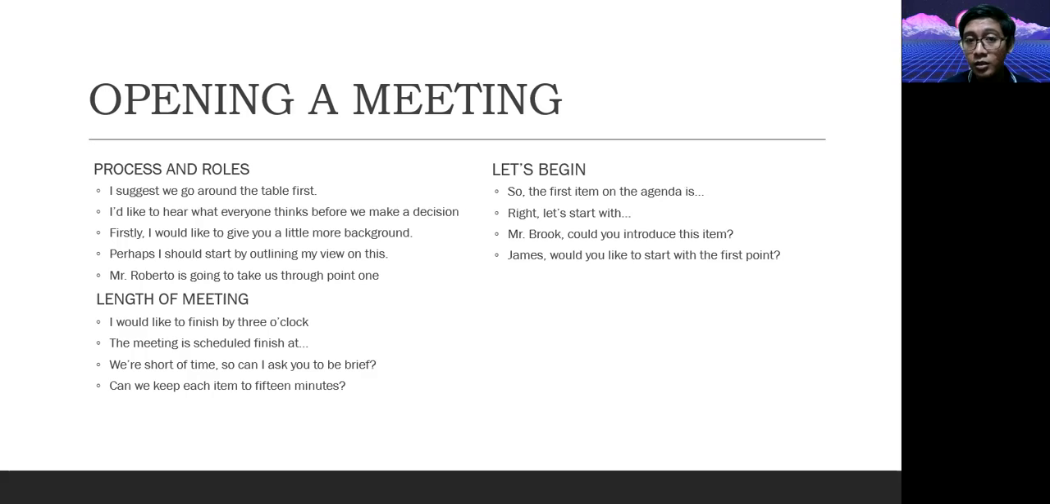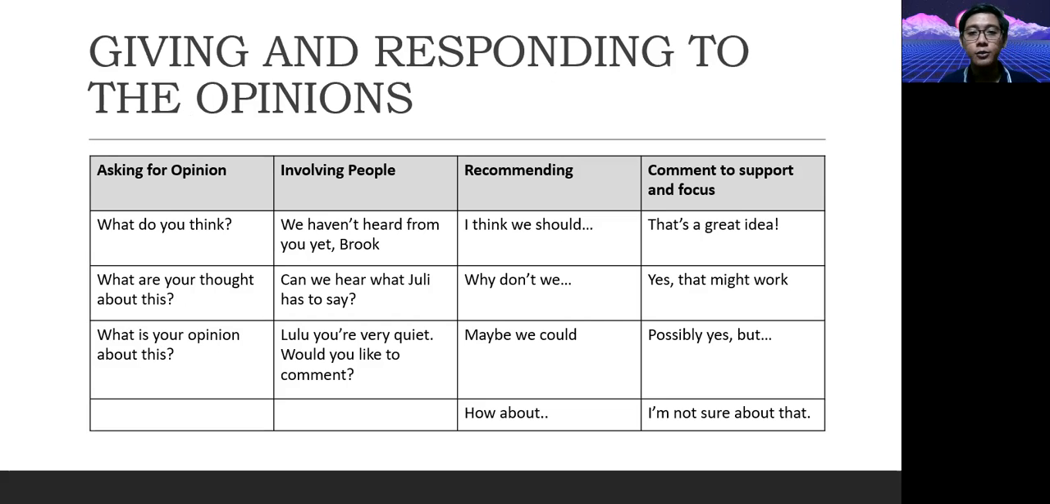So these are some expressions that we can use in the opening of a meeting, in different terms. Okay, now let's move to giving and responding to opinions.